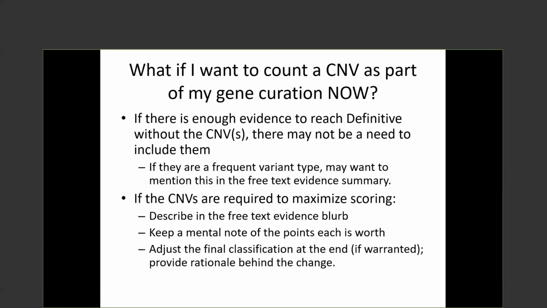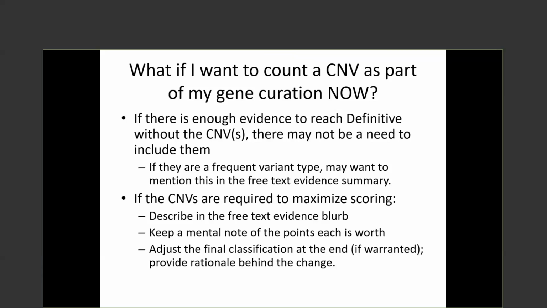For now, if you already have enough evidence to reach definitive in a gene disease validity curation without incorporating CNVs, there may not really be a need to include them. If they are a frequent variant type, it might be nice to mention them in your evidence summary, but you might not want to include them as your scored evidence just for the limitations we just mentioned. If you do need CNV cases in order to maximize your scoring, what you can do for now is just describe the variants in the free text blurb, assess how many points each would be worth, and then manually adjust the classification if needed to reflect the addition of the CNVs.